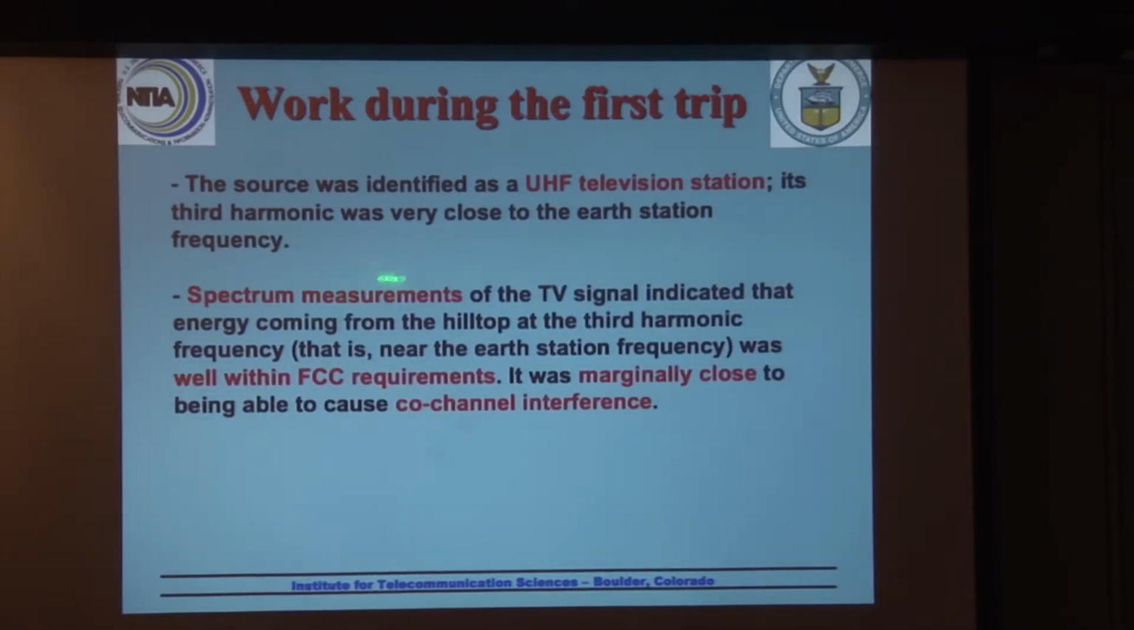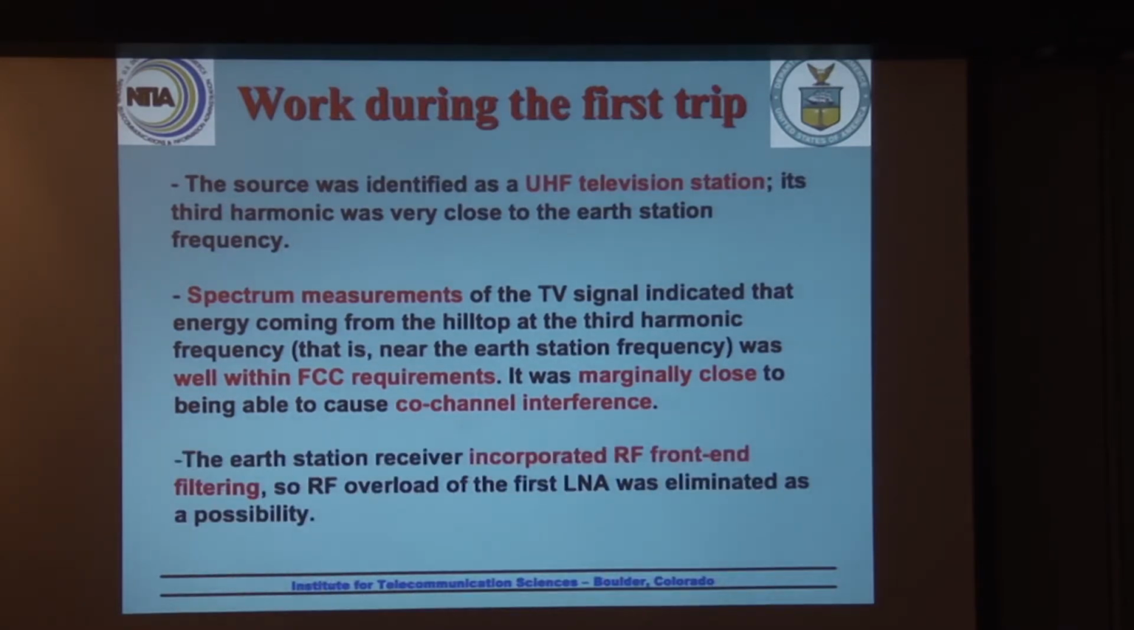We did spectrum measurements of the TV signal, and those did indicate that the energy coming from the hilltop at the third harmonic did meet the FCC emission mask limits, but it was kind of marginally close in terms of whether it might or might not cause co-channel interference into the earth station's receiver. So at this point, we're thinking it's possible that it could be a third harmonic out of the transmitter, which has just enough energy to cause interference right on the earth station's frequency.